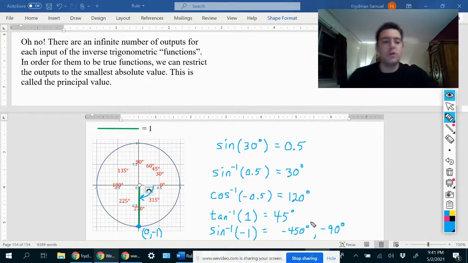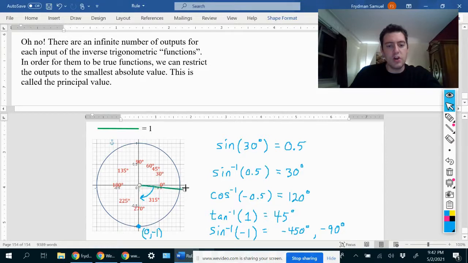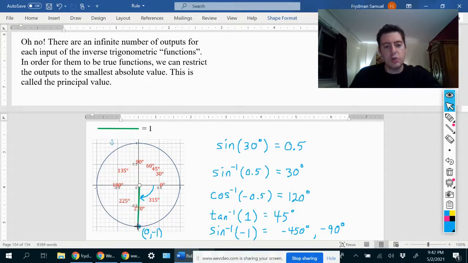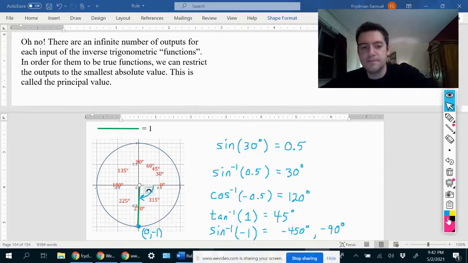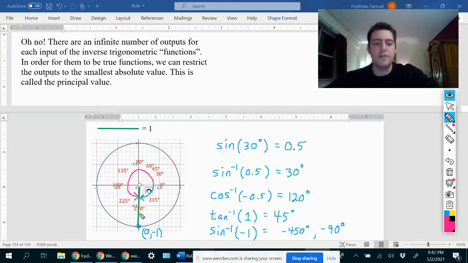Now, I didn't have to go in the negative direction to get here. I could have gone in the positive direction. So starting from here, I could have gone around in the counterclockwise direction, which is positive, could have gone 270 degrees. Okay, from here around here like that, that's 270 degrees. You can see that it says 270 degrees right over there. So that's another possible answer.